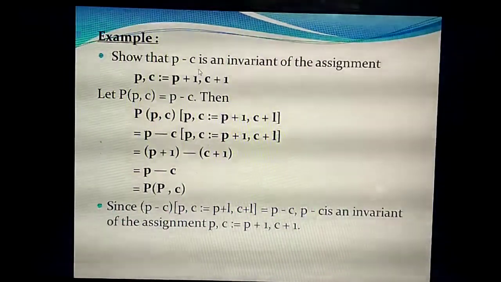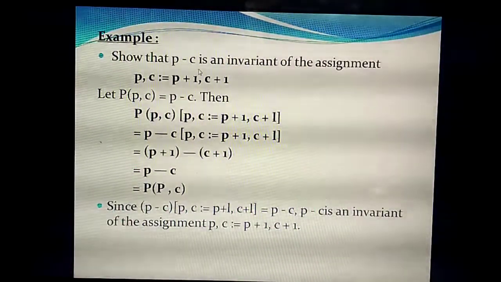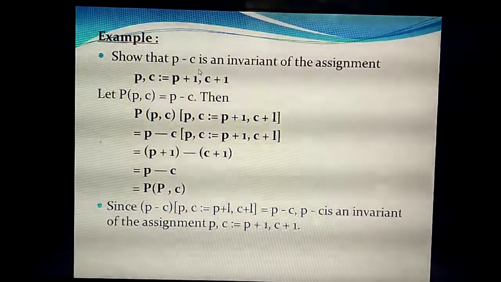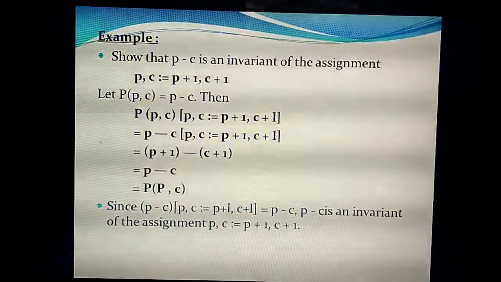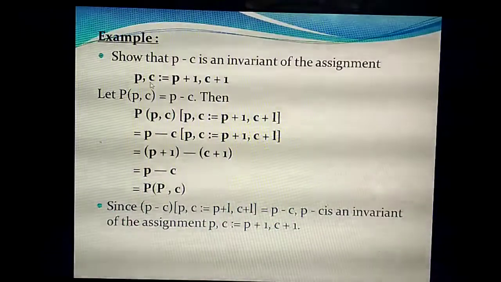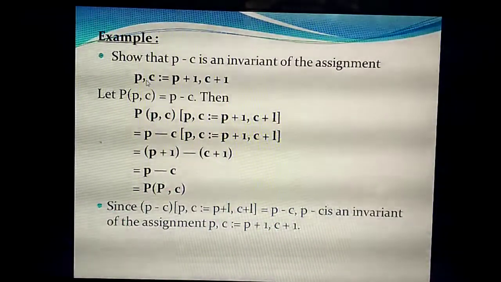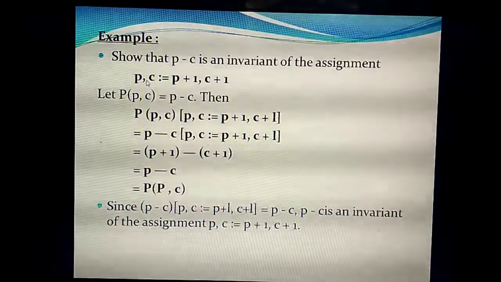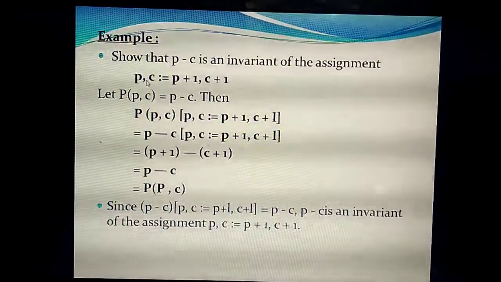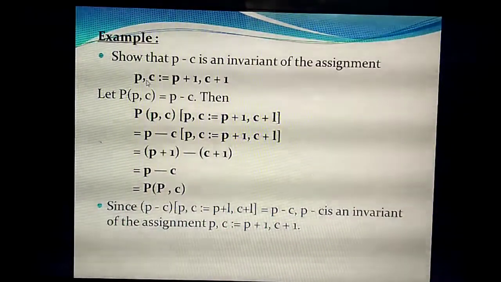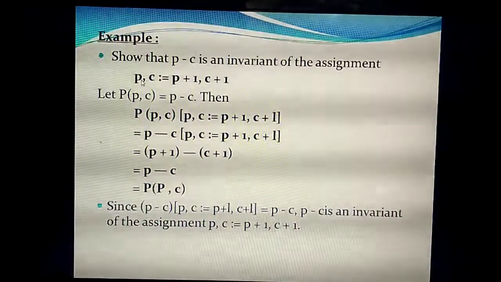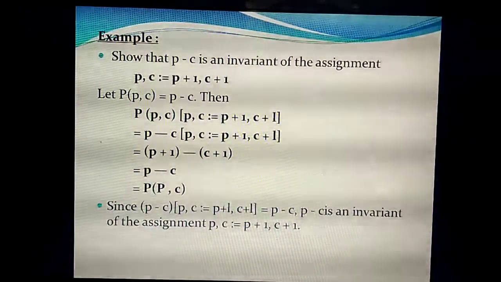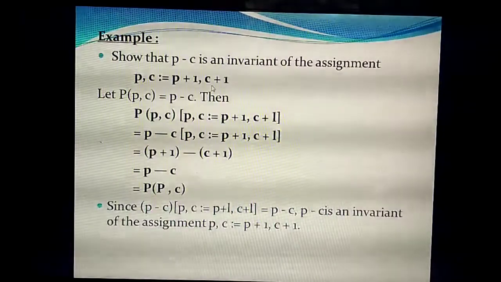Understand? So in this question, what are you going to prove? P minus C is an invariant. First you are going to assign the value. In the last slide we studied P of u comma v equal to P of u and v, where you change E1 and E2 to different values. Likewise, we are going to substitute the values of P and C with P plus 1 and C plus 1.